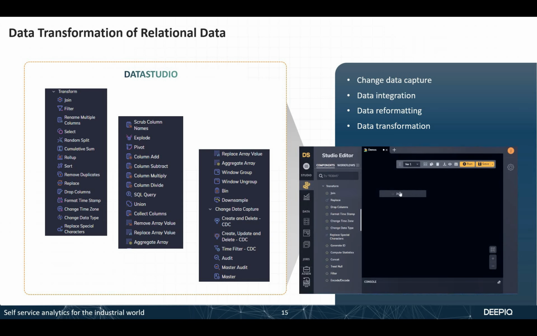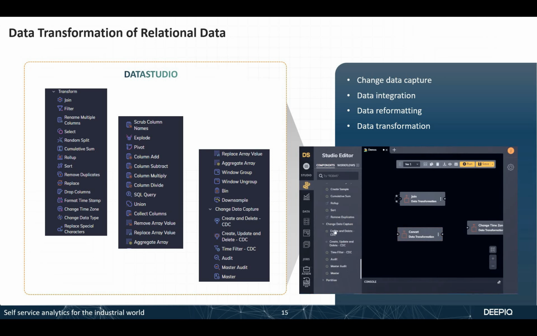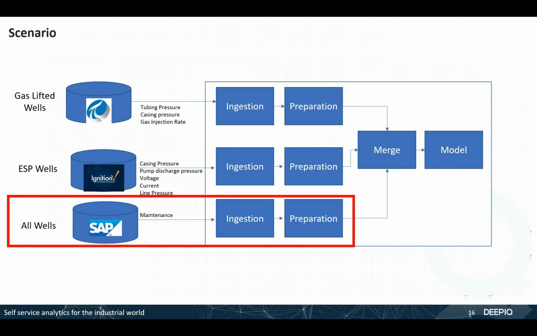Often the relational data has to be prepared before use in a model. This can be trivial items such as removing duplicates or dropping columns, or it can be complex items such as change data capture to allow for modeling data over time. We have a robust SQL query editor, which I will show you, to refine your data to the needed point. Now let's have a look at how Data Studio handles relational data, including our SQL query component.